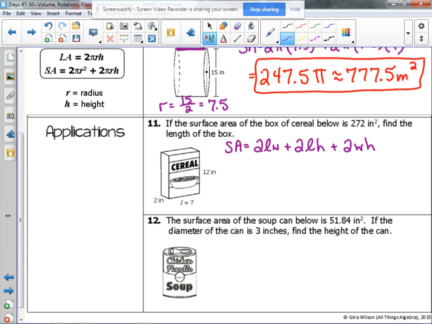All right, so let's label what we've got. The 12 is which variable? H, I would say that's the height. 2 would be the width. The length we don't know. So the surface area is 272. So 272 is equal to 2 times the length, which we don't know, times the width, 2, plus 2 times the length times the height, 12, plus 2 times the width, 2, times the height, 12.